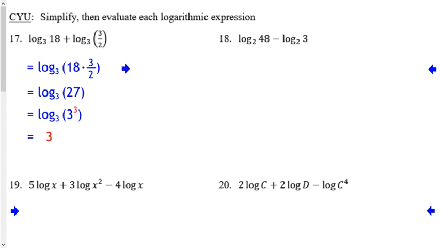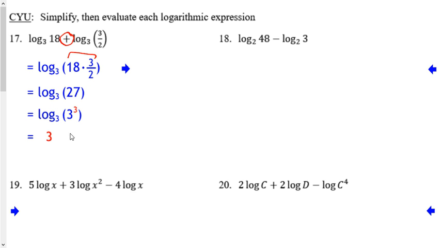Well, as you can see for number 17, I got an answer of 3. Again, because we are adding two logarithms, it means we can multiply the powers, giving us 27. And again, similar to a question we had on the previous page, we get 3 as our final answer.